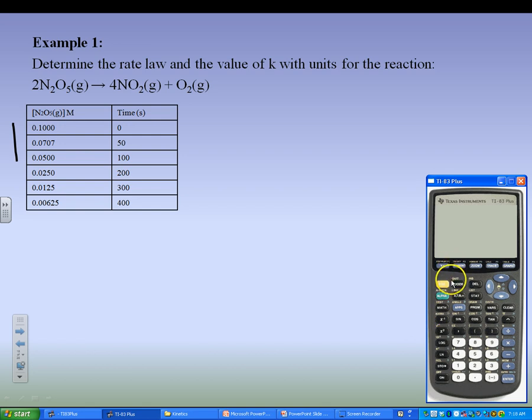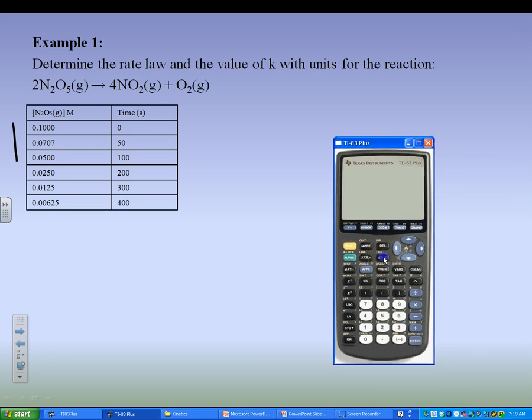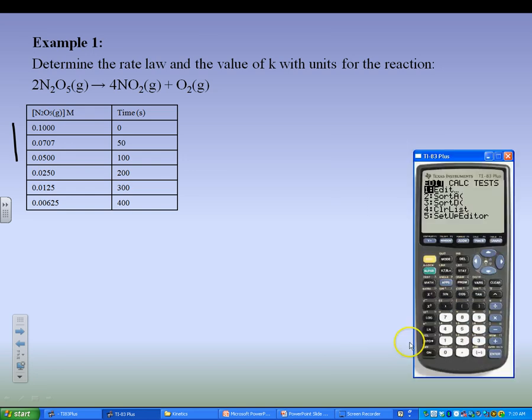So first thing we're going to do is hit stat. Stat. We're going under edit and I'm going to hit enter there. So now I'm going to enter my information into these different lists. So we've got L1 and L2.